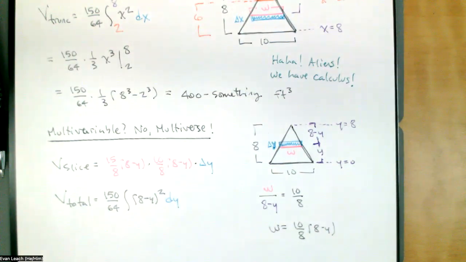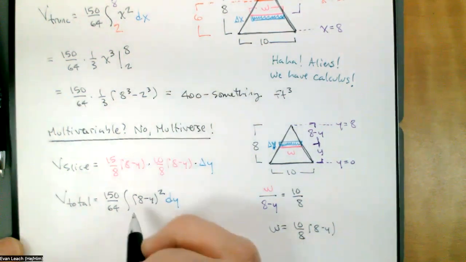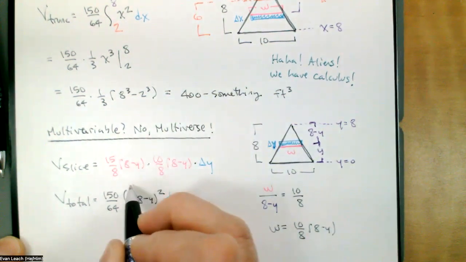In this case, we're integrating not from x equals 0 to x equals 8, but from y equals 0 to y equals 8. I know that sounded very similar, but in the previous setup, we integrated from the top to the bottom. Now we're integrating from the bottom to the top. So the V total will be from 0 to 8.